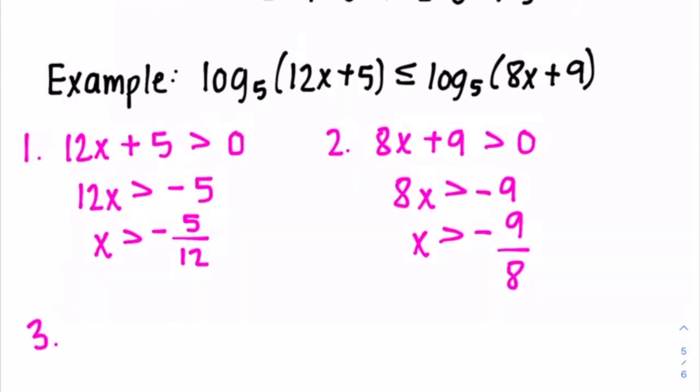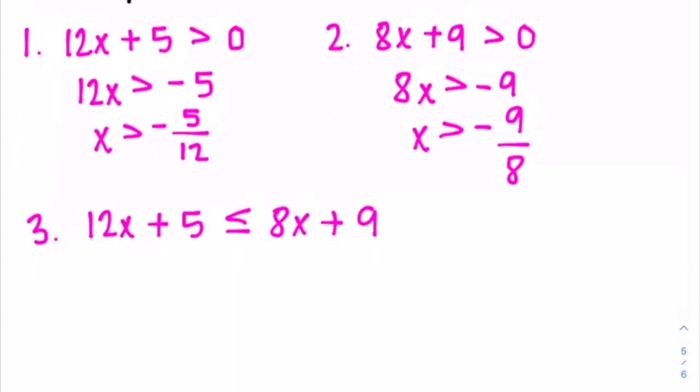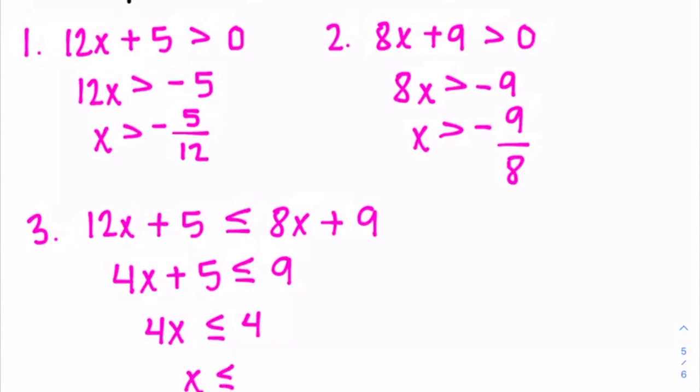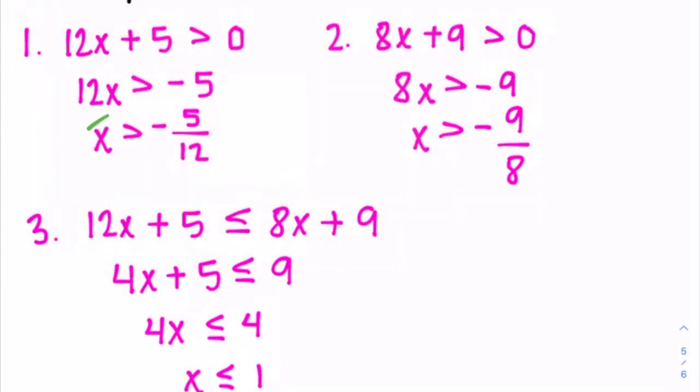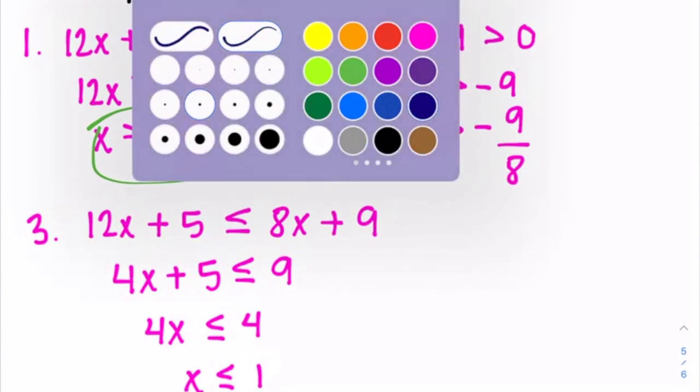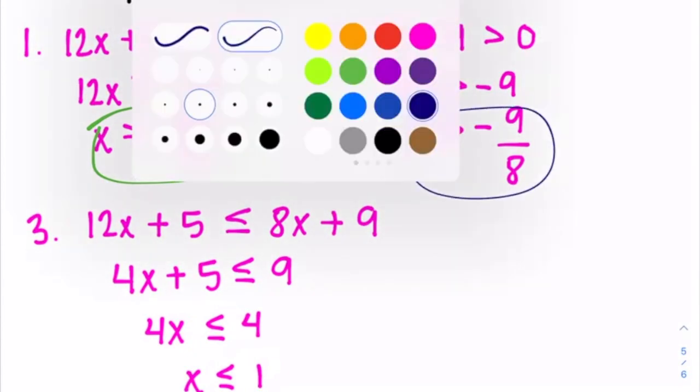And then we want to set both of our arguments less than or equal to each other. So 12x plus 5 is less than or equal to 8x plus 9, and we are solving for x. Bring over the 8x, we get 4x plus 5 is less than or equal to 9. And then bringing over the 5, we get 4x is less than or equal to 4. So x is less than or equal to 1. Now we're going to put all three sets on the same number line.